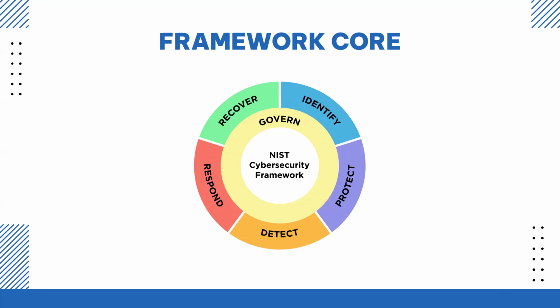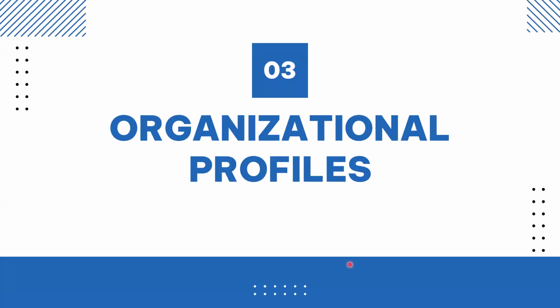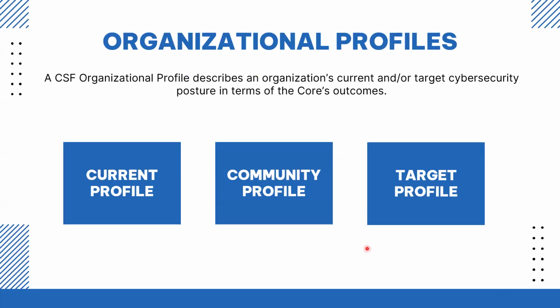But now we'll understand the organizational profiles. The CSF organizational profiles describe the organization's current or target cybersecurity posture in terms of the core outcomes. The CSF organizational profile is a tool to understand and communicate the organization's cybersecurity posture. We have three profiles: the current profile, the target profile, and the community profile.